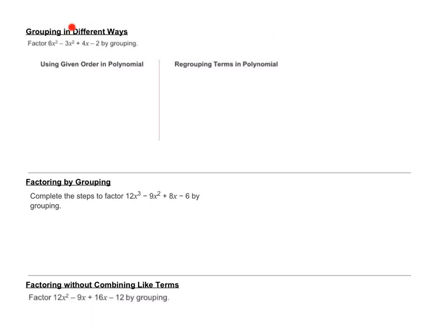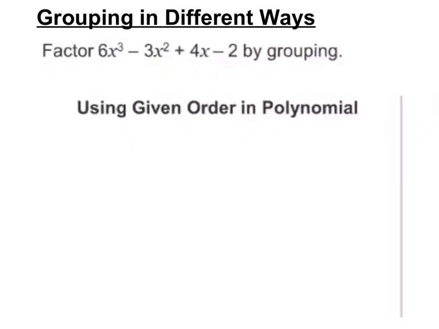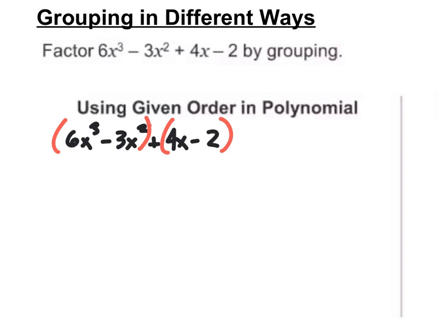Okay, let's take a look at this next one. What we want to do is be able to group this in different ways. So I'm going to take this polynomial, which is 6x cubed minus 3x squared plus 4x minus 2. I'm going to do it just like we've been doing it the last 2 examples. I'm going to group these two together and ask myself the question, what can I factor out of this? I have a 6 and a 3, and I have an x cubed and an x squared. So I can factor out a 3, but I can also factor out an x squared. And I'm left with a 2x and then minus 1, okay?